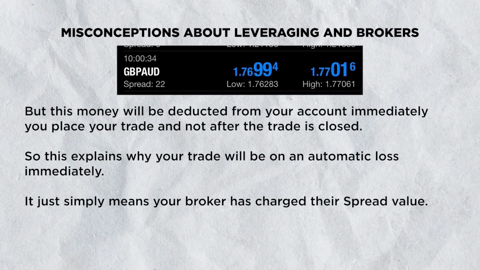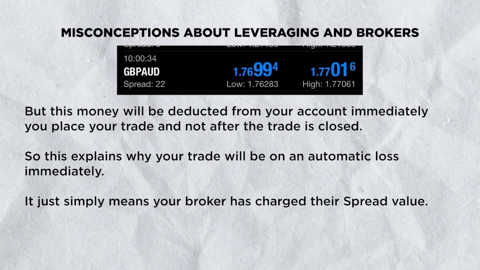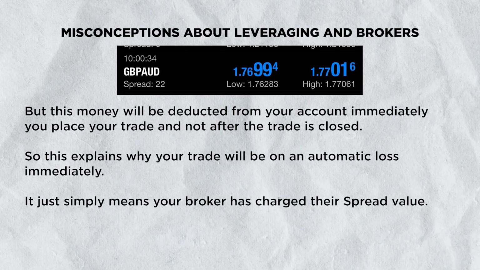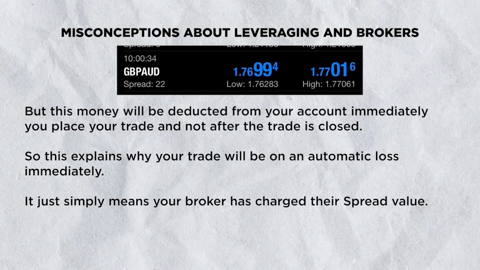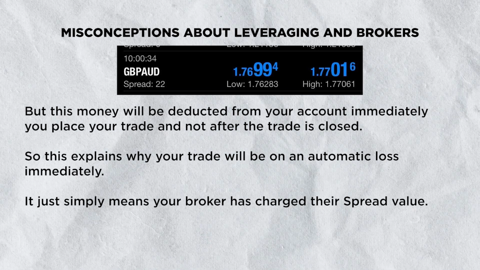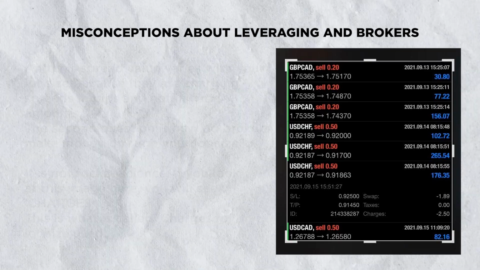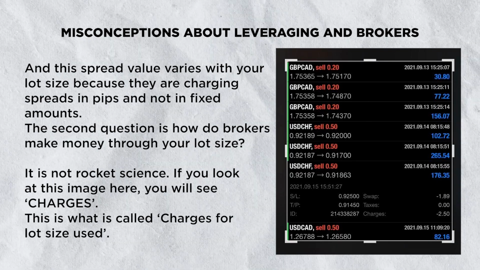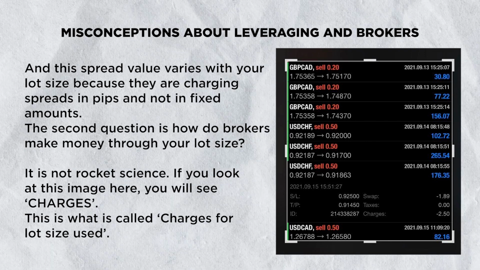But this money will be deducted from your account immediately you place your trade and not after the trade is closed. So this explains why your trade will be on an automatic loss immediately. It just simply means your broker has charged their spread value, and this spread value varies with your lot size because they are charging spreads in pips and not in fixed amounts.